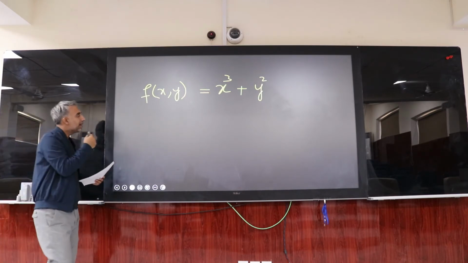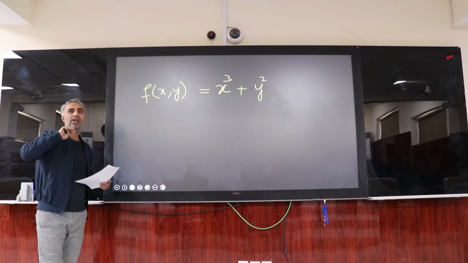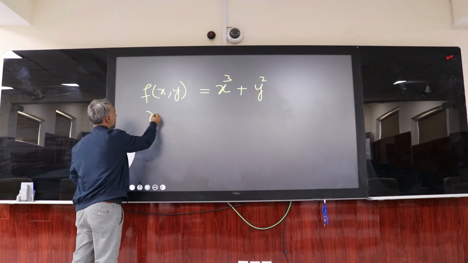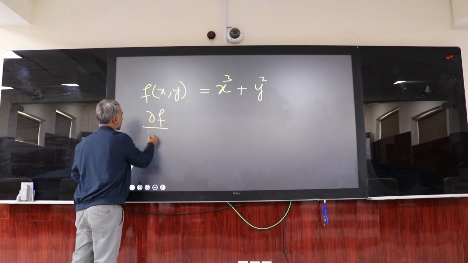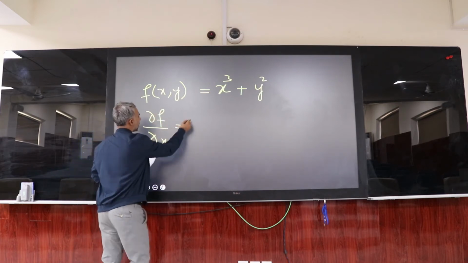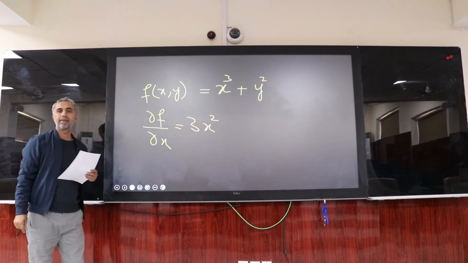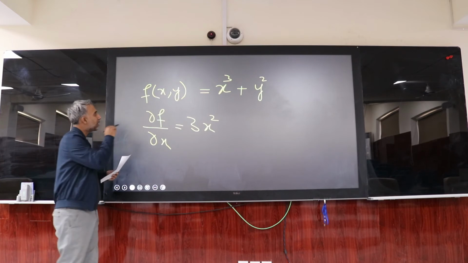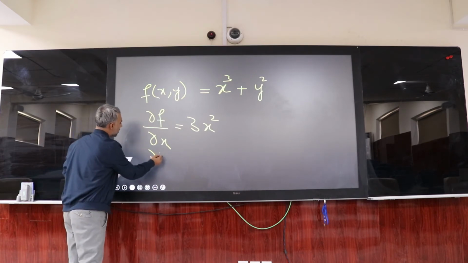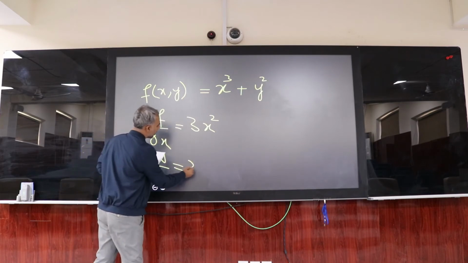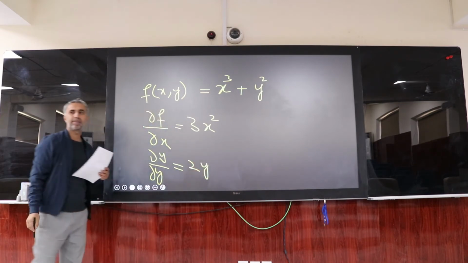But here you want to talk only about the location, then you will apply the partial derivative, which gives 3x square. And if you want to talk about the price only, then the partial derivative with respect to y will give you this thing.